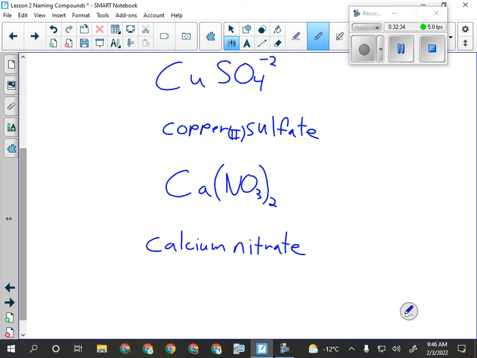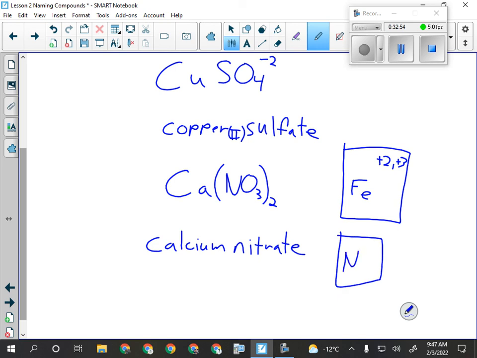How can we tell? If it needs Roman numerals, it'll have more than one kind of charge. Exactly, okay? If it needs Roman numerals, it'll have more than one charge in the top right corner. If it doesn't, it'll only have 1. Okay, it could be a +1, could be a +2, could be a +3, but it'll only have 1 charge. Okay? Everyone all right with that idea?